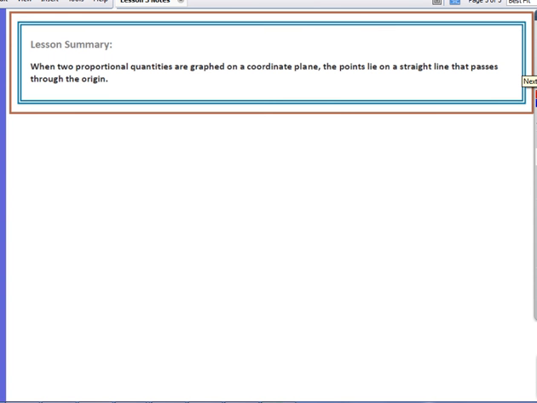In today's lesson, you have learned that when two proportional quantities are graphed on a coordinate plane, the points lie on a straight line that passes through the origin.